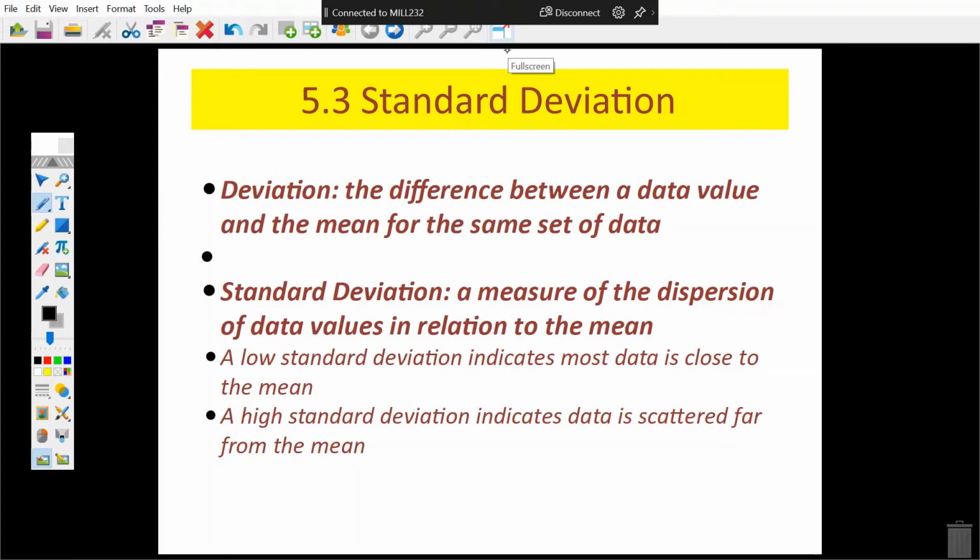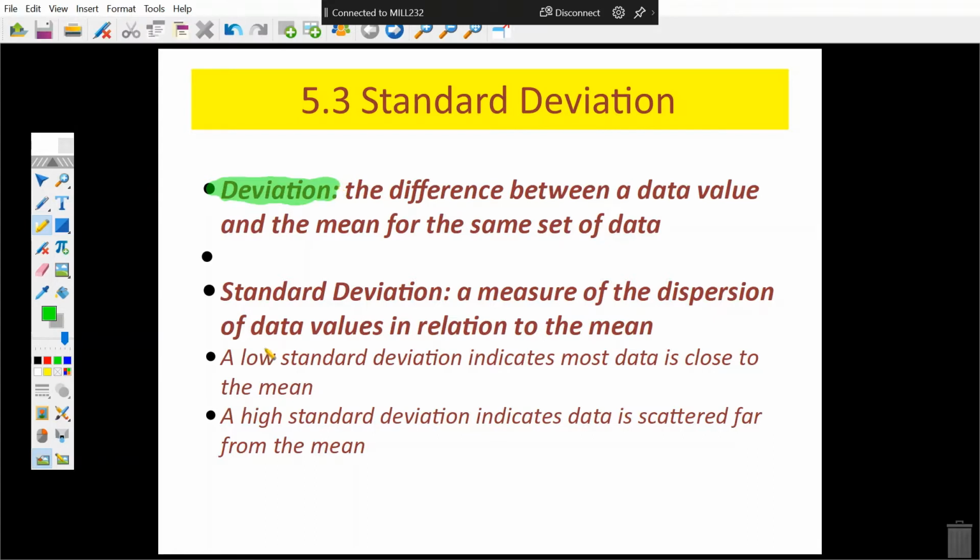Let's begin. What deviation means is the difference between a data value and the mean for the same set of data. And a standard deviation is a measure of the dispersion of the data values in relation to the mean. Now that's very complicated. The actual work of it is not too bad.